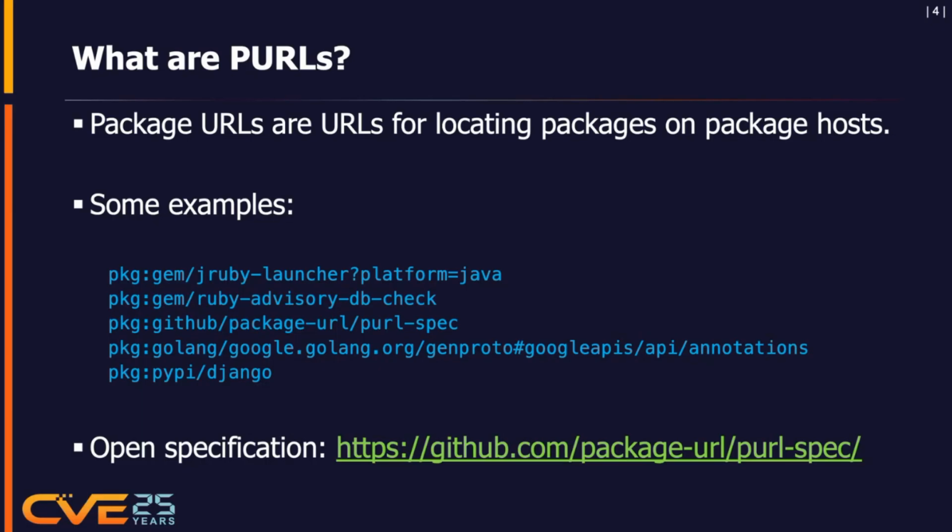You can also see with the GitHub type that there are two sections. There's the package URL and there's the purl spec section. The first is the repository owner name, the second is the actual name of the source repository. I also link here the URL for the specification, which is up on GitHub.